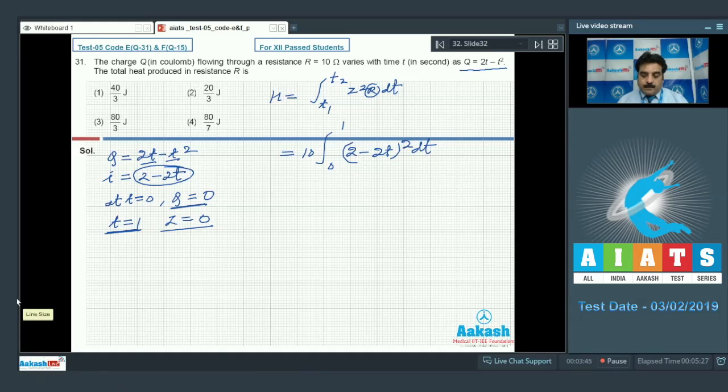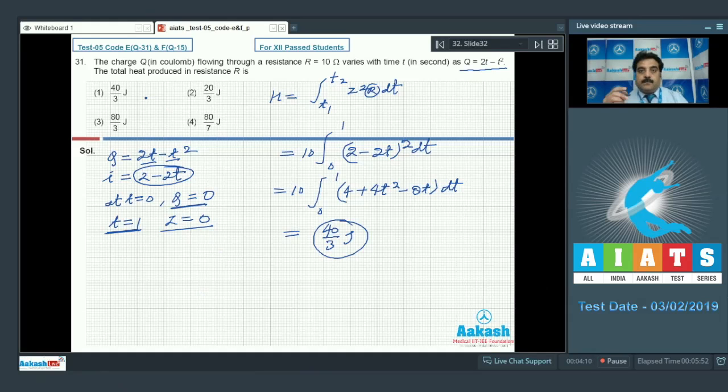For integration, first I will open this square. So we'll write here 4 plus 4t square minus 8t dt. First you will integrate and put in the limits. On solving, you will get 40 by 3 joule. The question is asking for the total heat produced, so that is 40 by 3 joule. So my option number 1 will be the right choice.